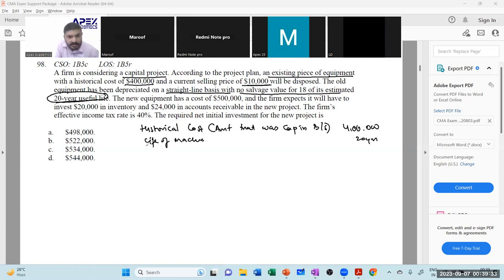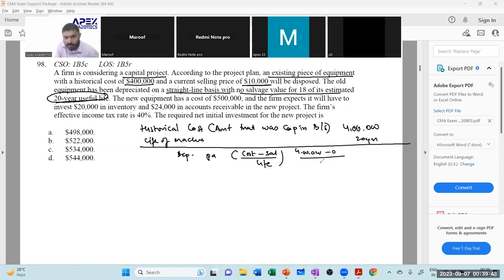Straight line basis of depreciation. What is the depreciation per annum? Cost minus salvage, divided by life. Salvage is 0. So I'm looking at 4 lakhs minus 0 divided by 20. My answer comes to 20,000. Life elapsed means how many years have you used it? 18 years of its estimated life you have used it.